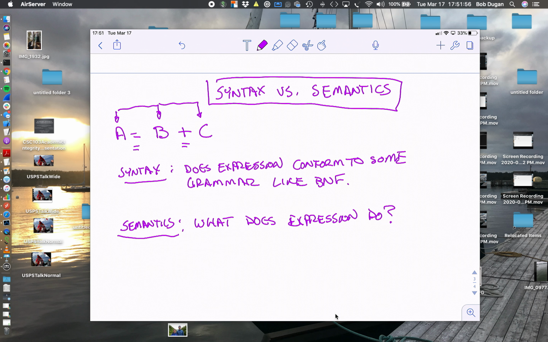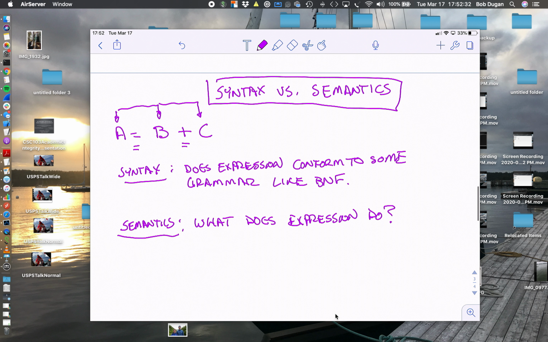So for example, if B is the string CS and C is the string rocks, then A might be set to CS rocks, the concatenation of B and C. So that's kind of an important understanding. Just because you have the grammar for a language through BNF doesn't mean that it's straightforward to understand what the semantics of expressions will be.